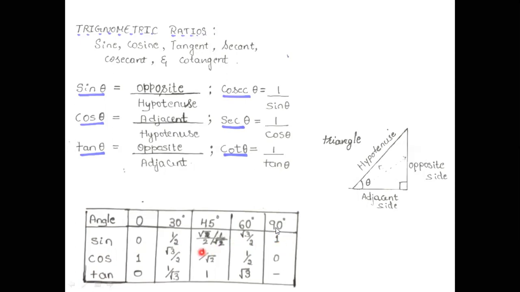Similarly, cos value 1 to 0. You know that value. You can refer from this table. Tan theta value is, that is for tan 0, the value is 0. For 30 degree, 1 by root 3. For 45 degree, it's 1. And for 60 degree, root 3. For 90 degree, tan 90, we can't define that value.